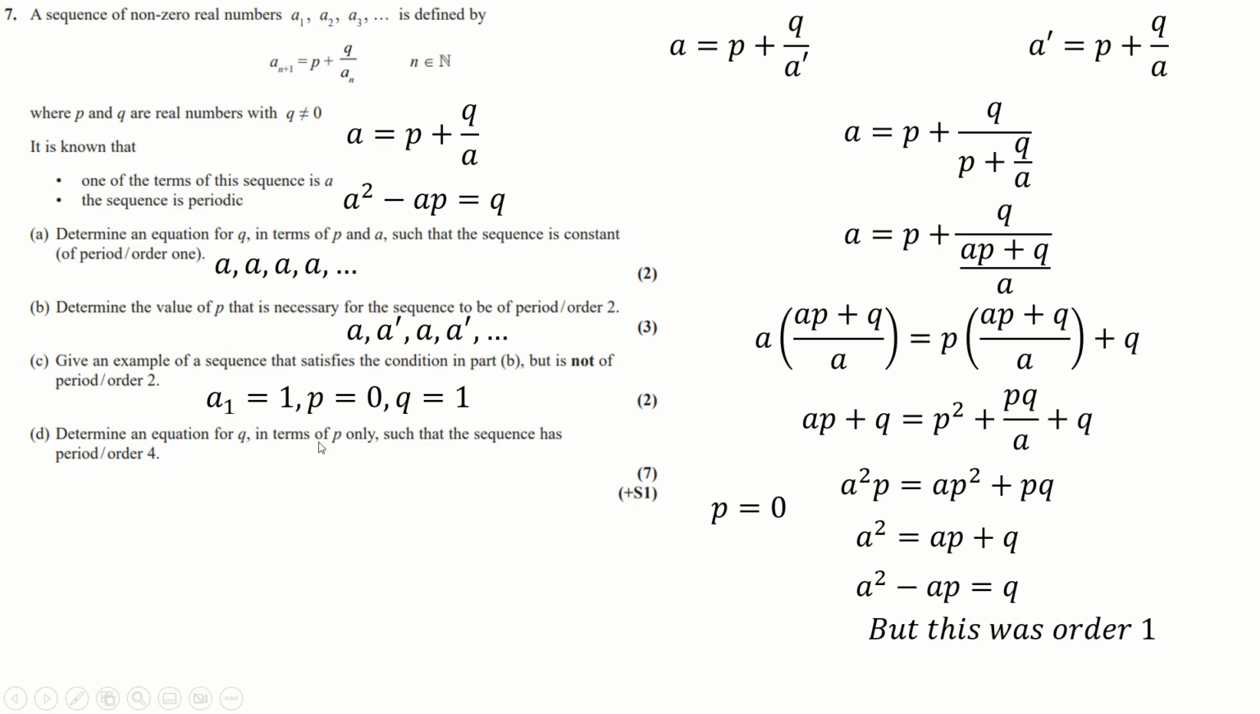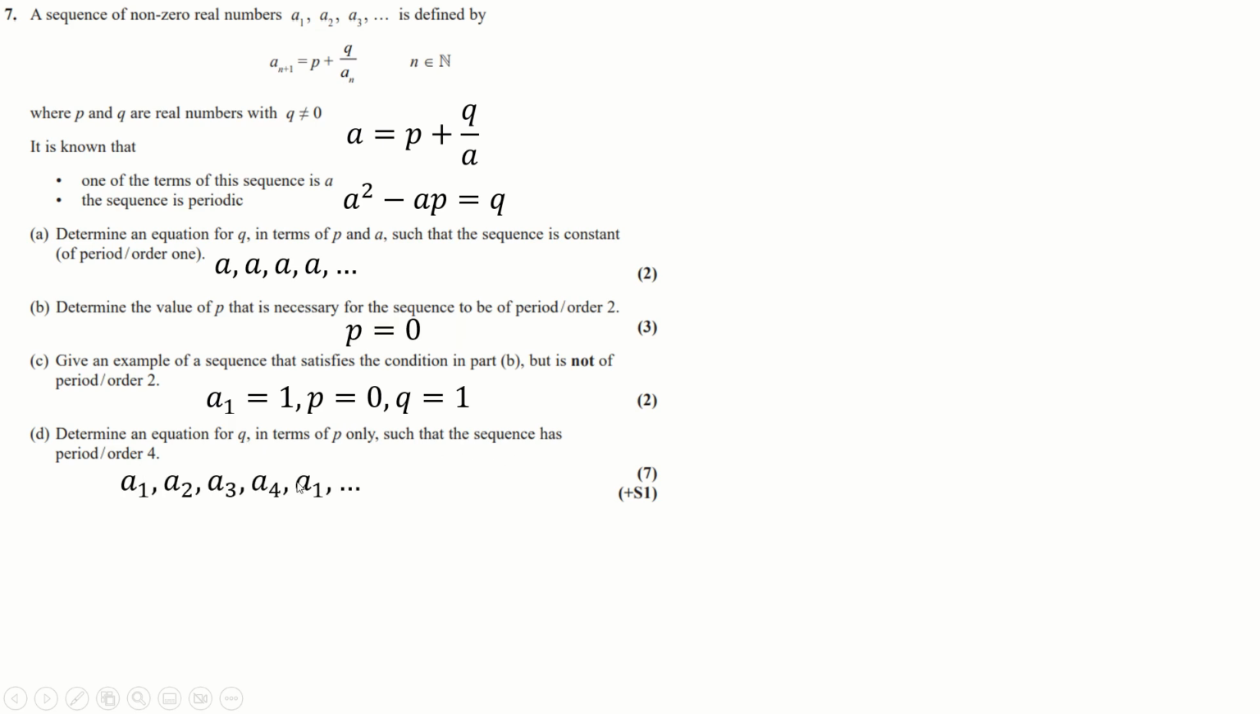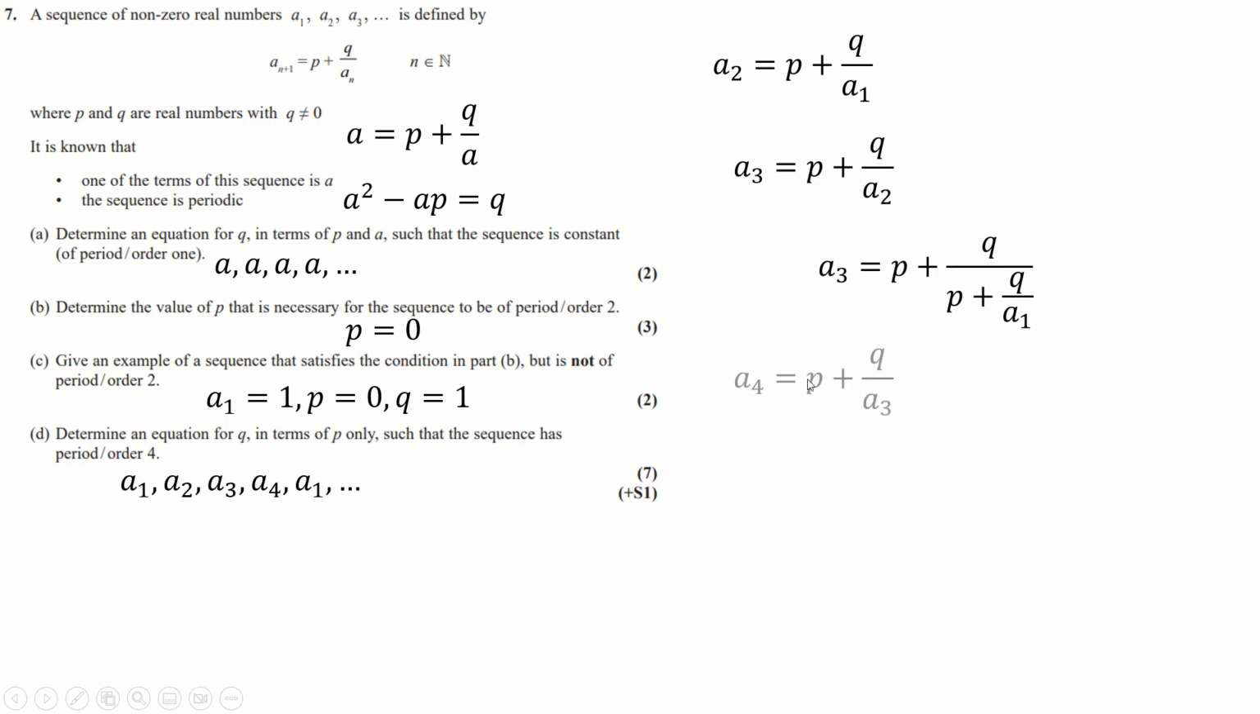Determine an equation for Q such the sequence has period 4. So yeah, you knew that's where this was going the whole time. So this is a sequence that goes the first term, second term, third term, fourth term, and then the fifth term is the same as the first term, so it's order 4. So okay, that means that I guess we can say A2 is P plus Q over A1. And then we can say A3 is P plus Q over A2. But the thing is, if you know that A2 is P plus Q over A1, you can put that result in there. And then you can say A4 is P plus Q over A3, but you know A3 is this result here, so you can put that in there as well.